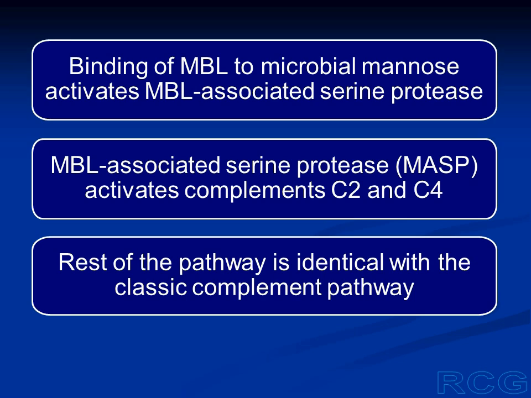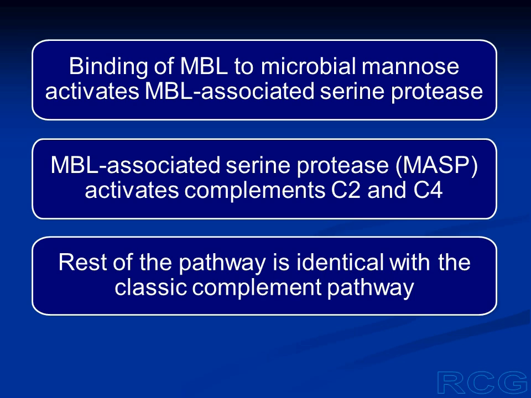Now, when MBL is bound to the mannose residues on the surface of the bacterial cell, it activates a proteolytic enzyme, which is MBL associated serine protease or MASP. So this is a proteolytic enzyme which is normally inactive, but now it becomes active. And this active MASP cleaves C2 and C4. So C2 is split into C2a and C2b. C4 is split into C4a and C4b.